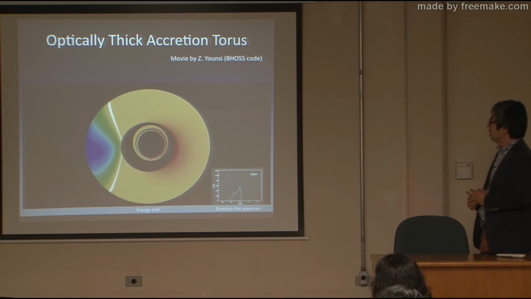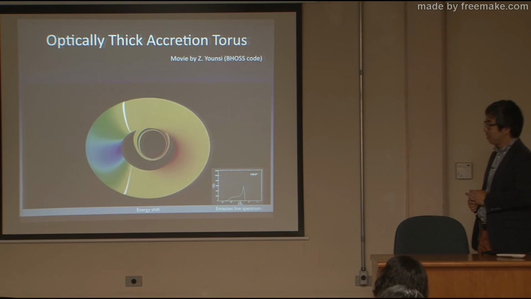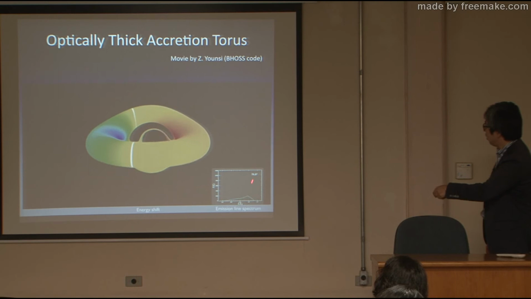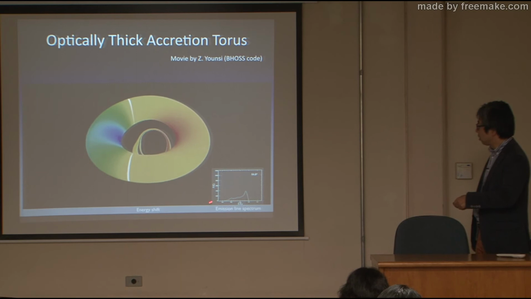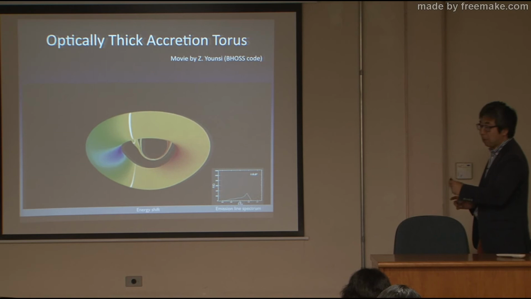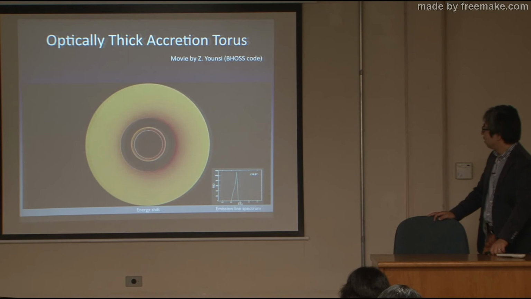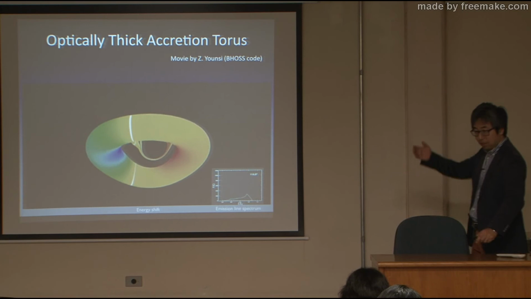Okay. So this movie is also continuously made up to this one. Here we can also compute some emission line spectra, especially the iron K alpha line, scattering there. Maybe you can see the difference in shape. This also depends on what inclination angle is used. This shows different angles, from 0 to 180 degrees.